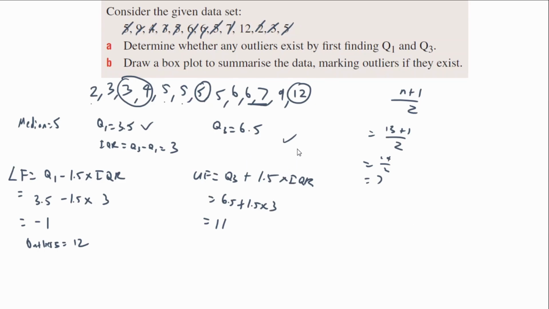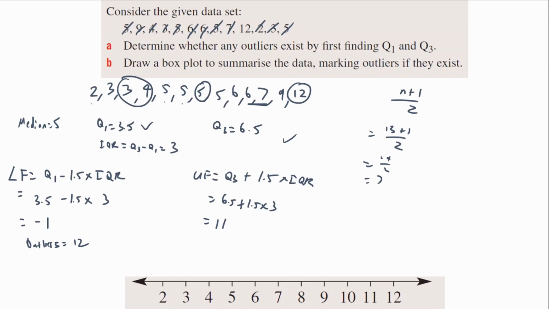Alright, so to do that, we're going to need a scale there. I'll just copy one in there. Just make sure the scale is big enough to include the smallest and the largest value. As you can see, the smallest is 2 and the biggest is 12. You can go beyond that if you feel like. Remembering there's no outliers on the left, but there is one on the right.